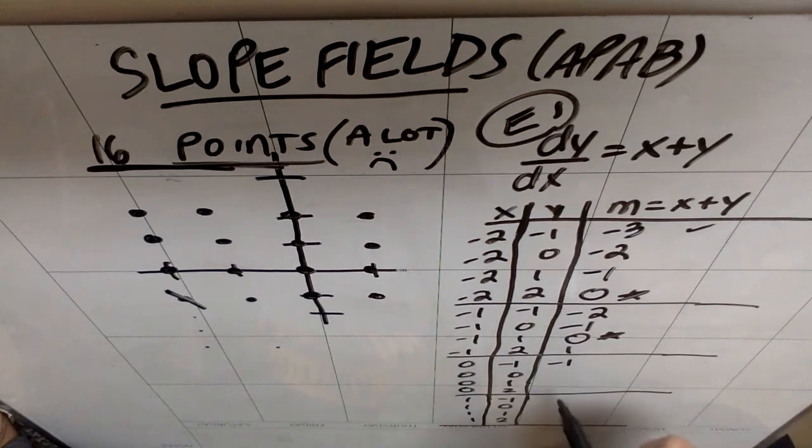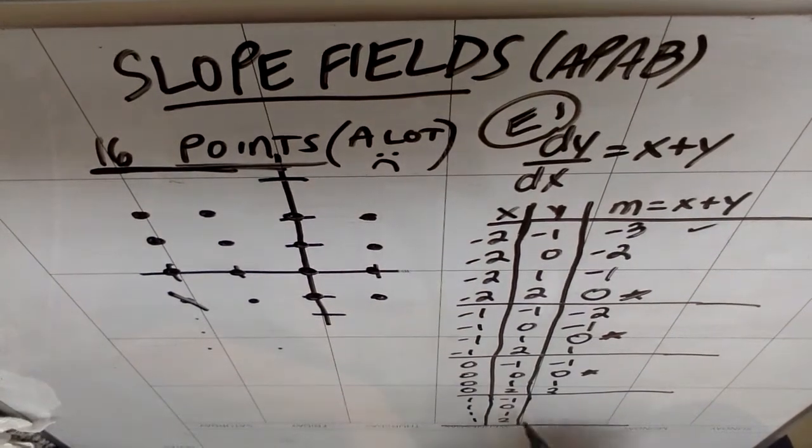0 and -1 is -1. 0, 0 would give me a 0. 0 plus 1 gives me a 1. 0 plus 2 gives me a 2. 1 plus -1 gives me a 0, which I'm going to star again because it's important. 1 plus 0 gives me a 1. 1 plus 1 is a 2. And 1 plus 2 is a 3.